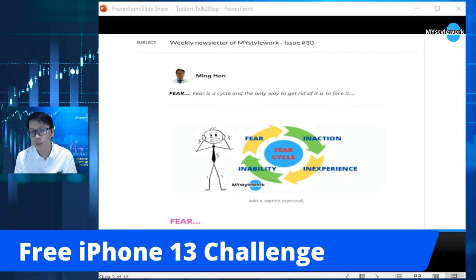So the first thing is that fear causes inaction. What is this inaction? Because you're scared to do something, then of course you won't do it. Then it moves on to inexperience, because you don't do it, you don't have the experience to do it. And that causes an inability for you to take action or do whatever task you fear. This cycle continues and rotates on and on and on.